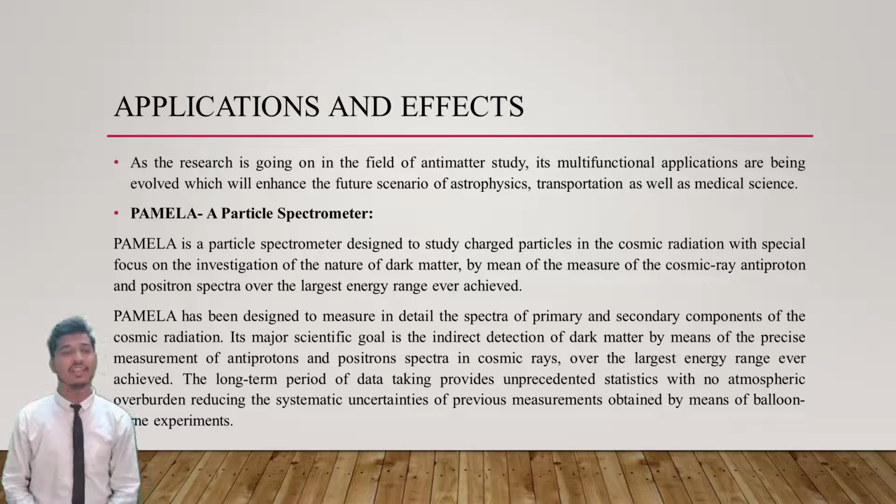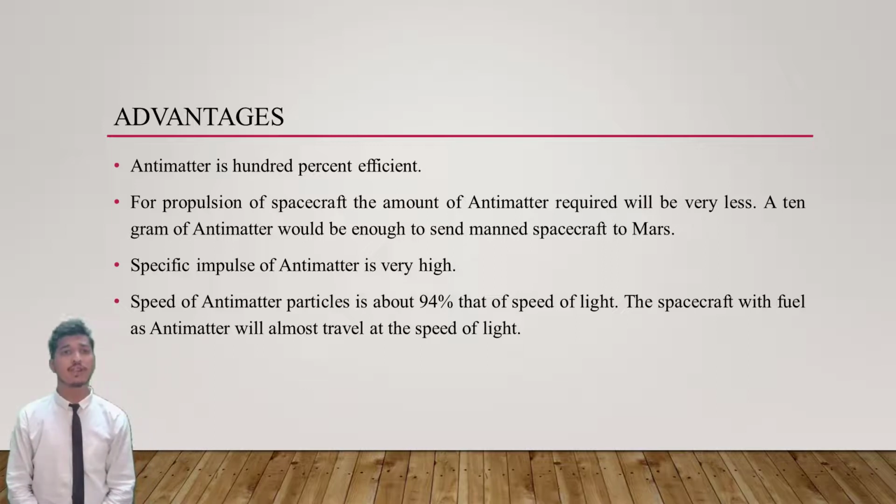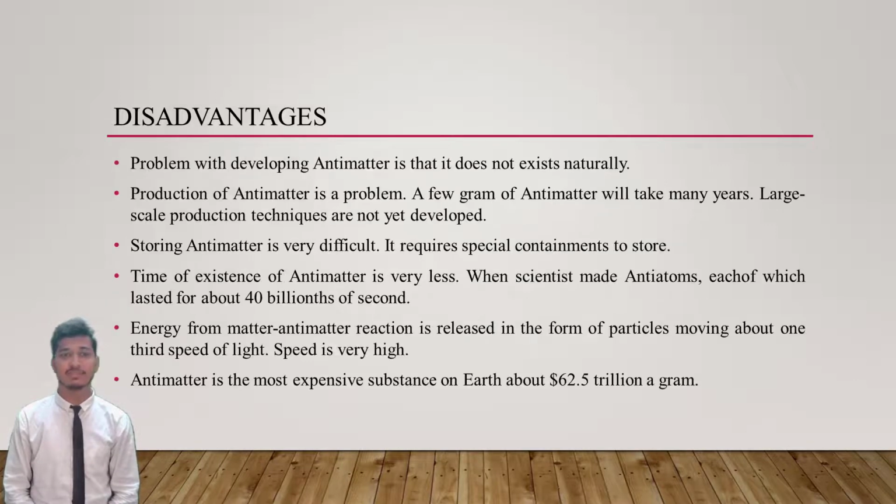Next slide, advantages. First, antimatter is 100% efficient. When antimatter comes in contact with matter, it annihilates and the whole mass is converted into energy. Second, the specific impulse of antimatter is very high. The specific impulse could be greater than 1 crore seconds. Next slide, disadvantages.